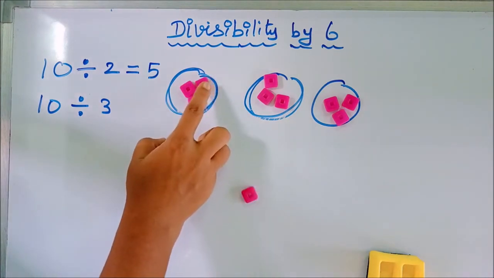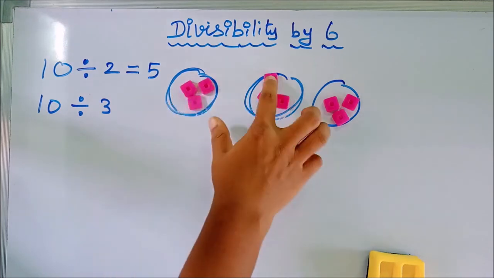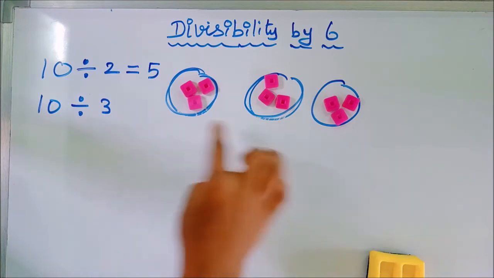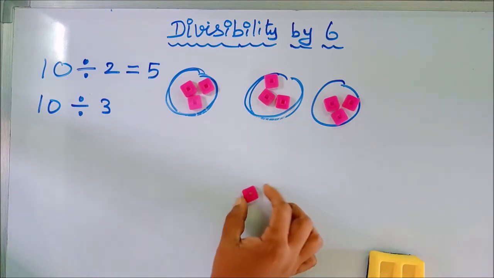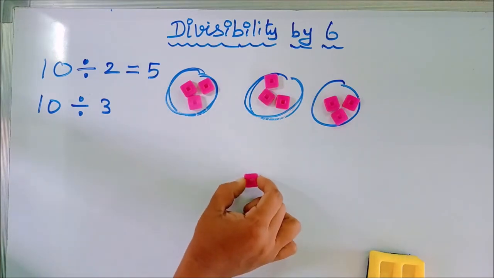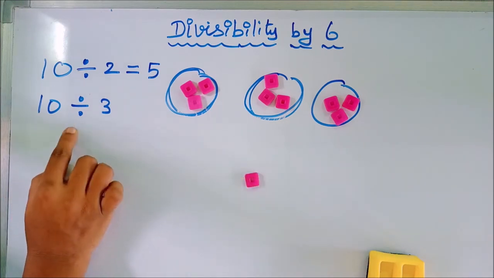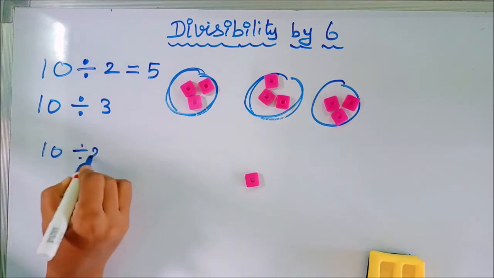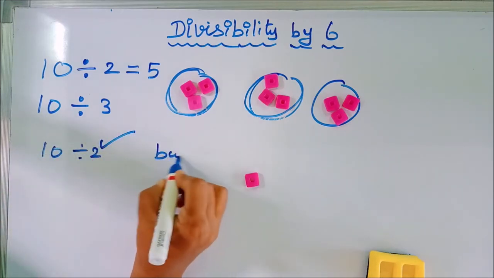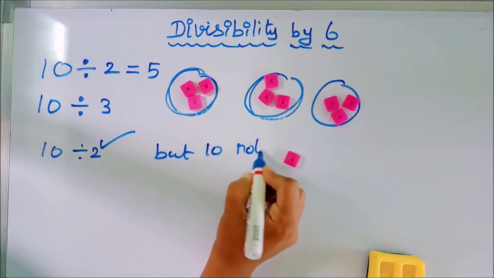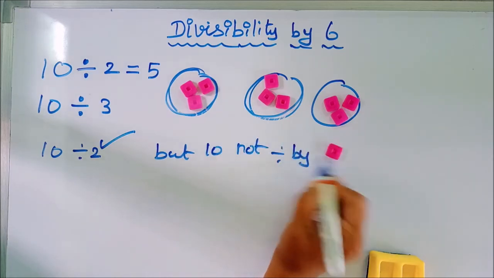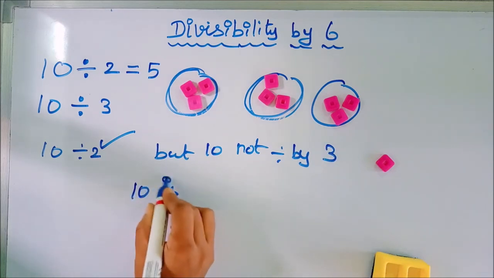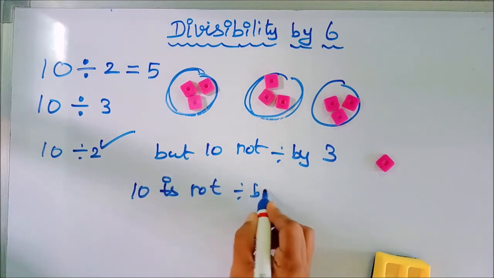Let us count how many shapes are in each set. 1, 2, 3. Each set contains 3 shapes. That is, they have 3 equal shapes. But we have 1 remaining piece. So we can say that 10 is not divisible by 3. So 10 is divisible by 2, but 10 is not divisible by 3. So we can say 10 is not divisible by 6.